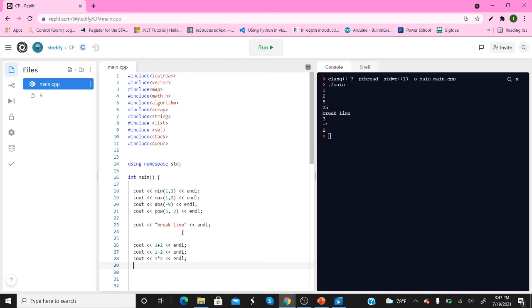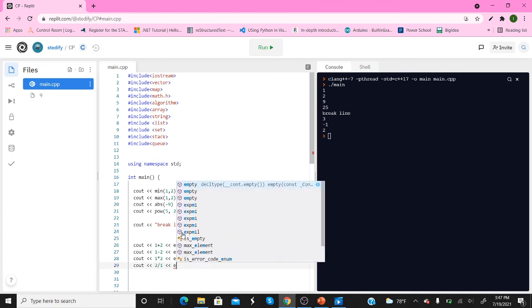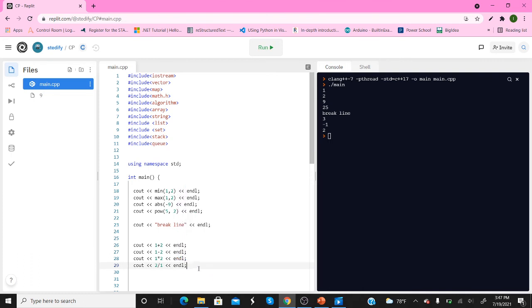Now the division is where things get a little bit tricky. If you just do cout, 2 divided by 1, you are going to get 2, which is obvious since 2 divided by 1 is 2. And we get 2 in the output.